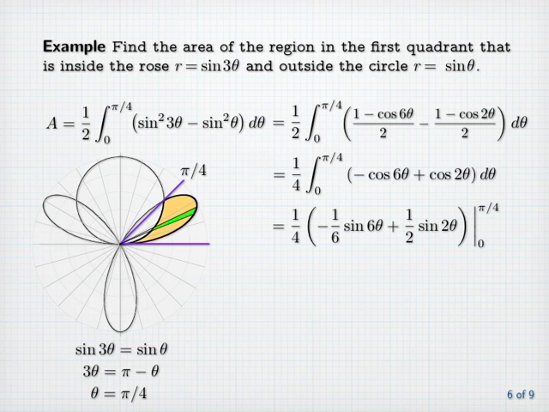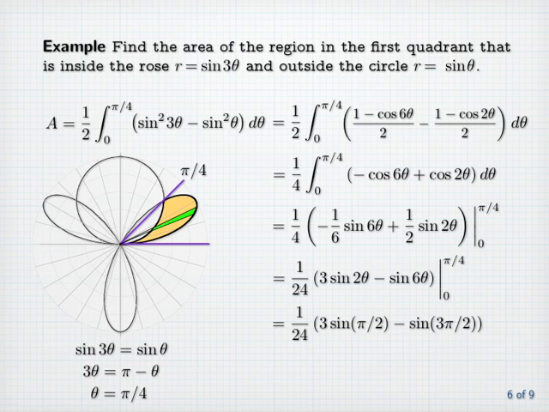So after a bit of simplification, we have 1 over 24 times 3 sine 2 theta minus sine 6 theta, which we evaluate from 0 to pi over 4. This equals 1 over 24 times 3 sine of pi over 2 minus sine of 3 halves pi minus 0. Sine of pi over 2 is 1, and sine of 3 halves pi is minus 1, so this equals 1 over 24 times 3 plus 1, or 1/6.